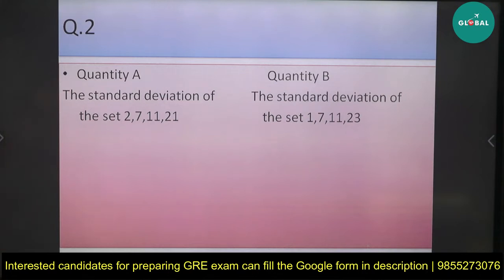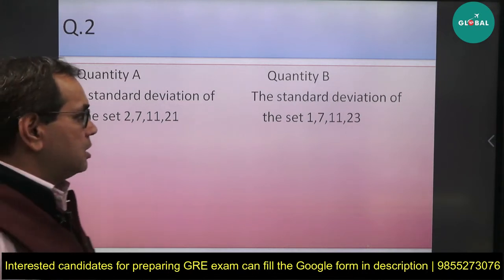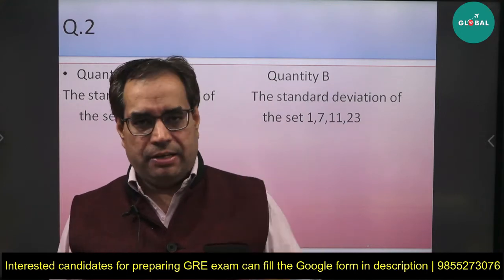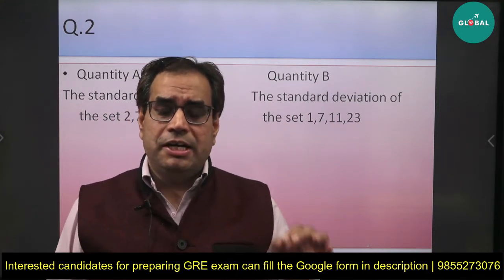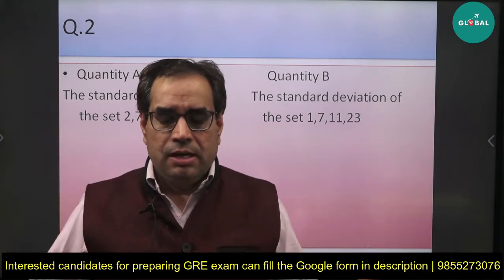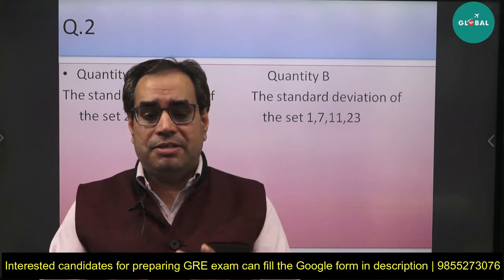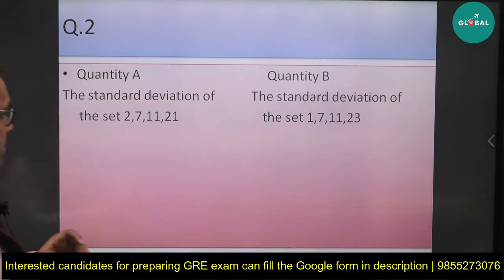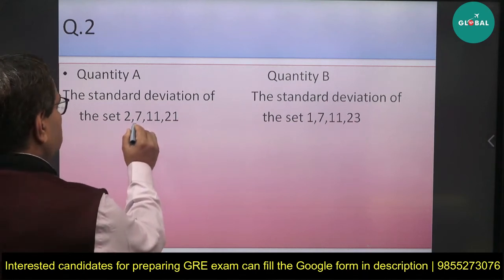Okay, so now let me explain you. Standard deviation is actually the square root of variance, right? Now variance indicates the spread. More variance means the data is more spread. Less variance, less standard deviation, means the data is concentrated. Here we have two data sets. We can see that these two are the same.